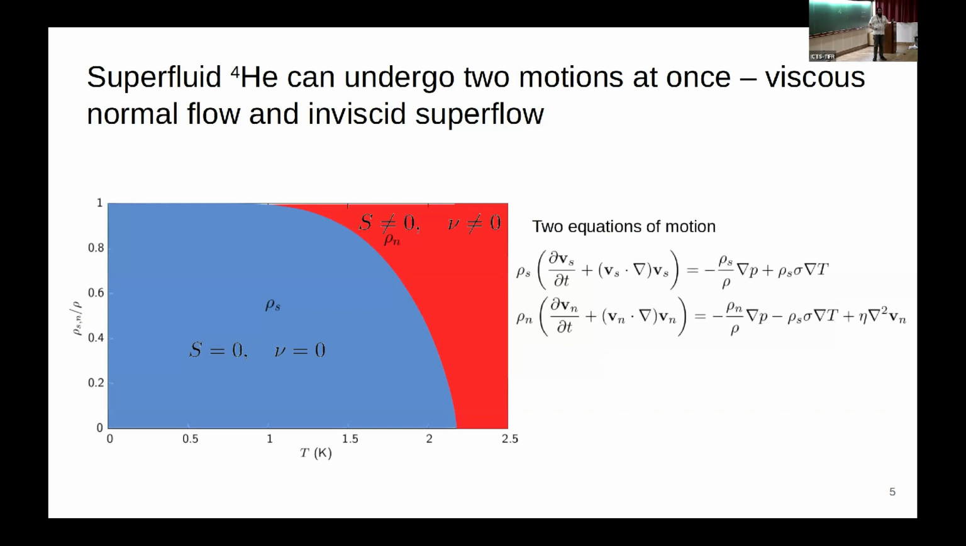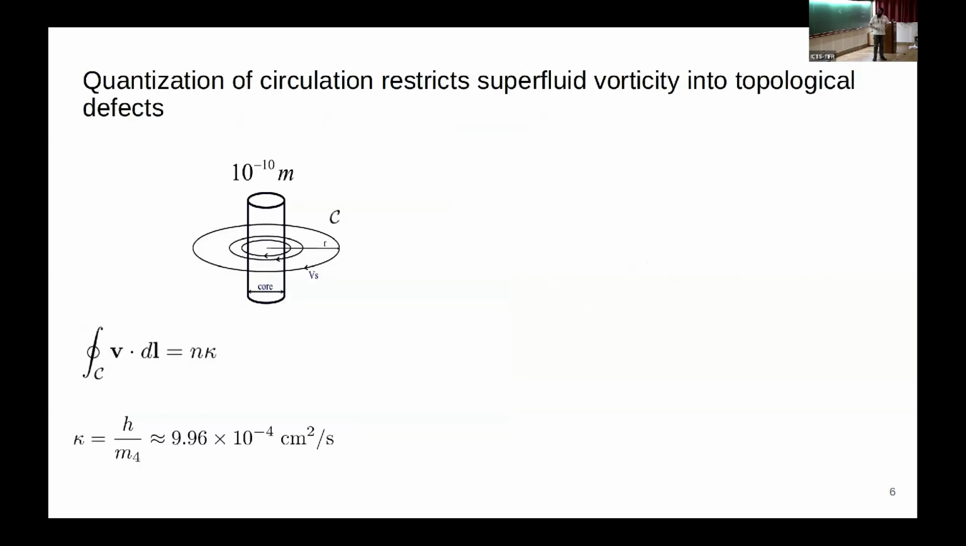Now, in helium, we get two liquids in one. We get a normal component and a superfluid component, which are intermixed below the superfluid transition point of about 2.17 Kelvin, where we get something like an Euler equation for the superfluid and something like a Navier-Stokes equation for the normal fluid, with the addition of these thermal terms. But this is of course not the whole story.